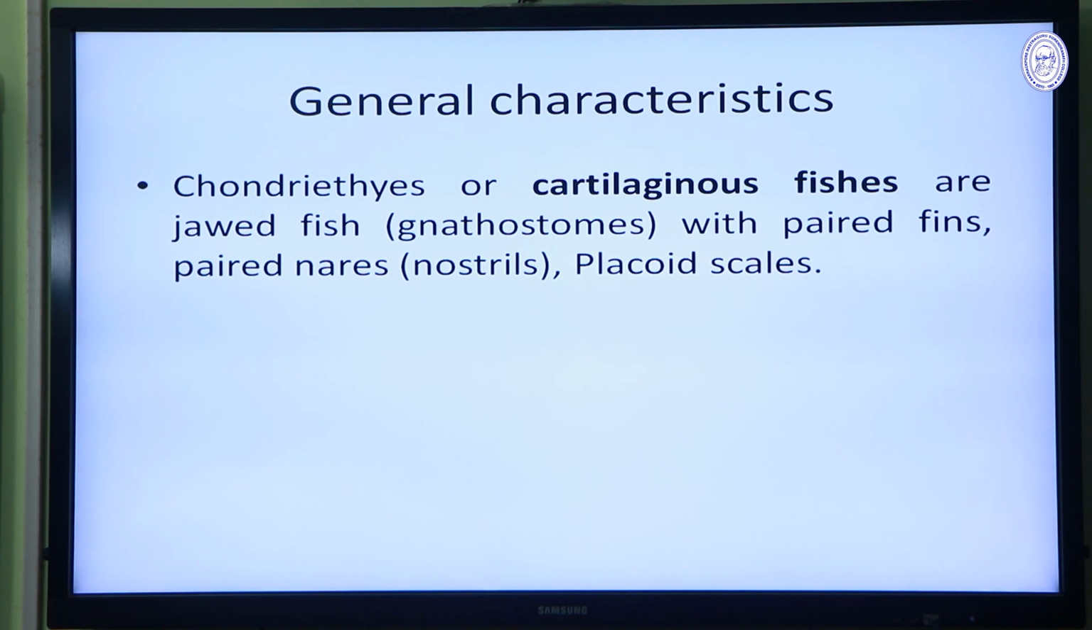The general characteristics of sharks, as we all know: the sharks or the Chondrichthyes, chondro means cartilage, ichthyes means fishes, they are cartilaginous fishes. They have very strong jaws, they have paired fins, paired nares or nostrils, and their body is covered with placoid scales.